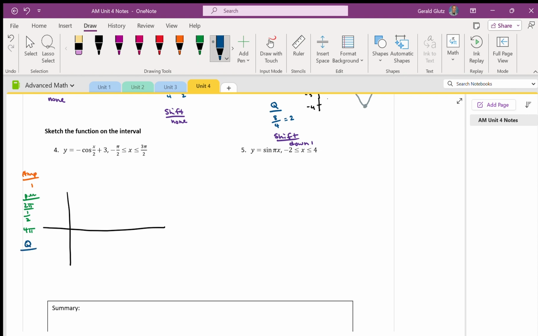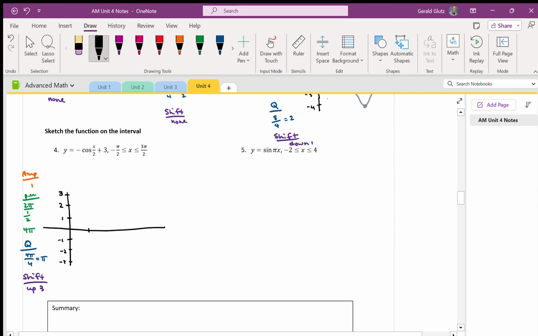Quarter sections, 4 pi over 4, which is pi. And then shift, we're getting shifted up 3. That plus 3 is not inside parentheses with x. So it is an up and down shift. So amplitude is 1, so I don't have to worry about that, but I do need to go up to 3. And then down to -3.